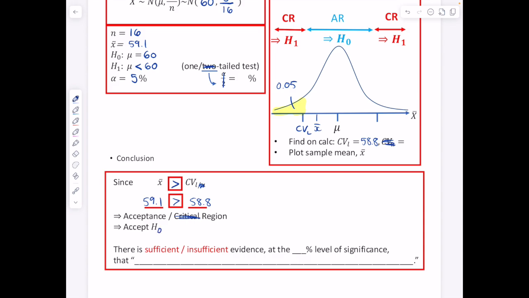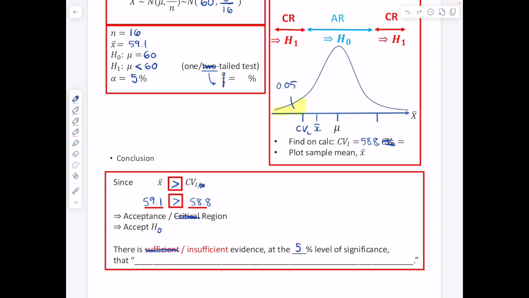And finally, you have to end with a sentence. So we're going to now say there is insufficient evidence at the 5% level of significance. Very important that you state this level of significance, and you can see why, because if the level of significance was 10, that might look like an area like this, and you can see now that H0 is within this critical region, which means that actually we would say we've got sufficient evidence. So the level of significance is very important to state.